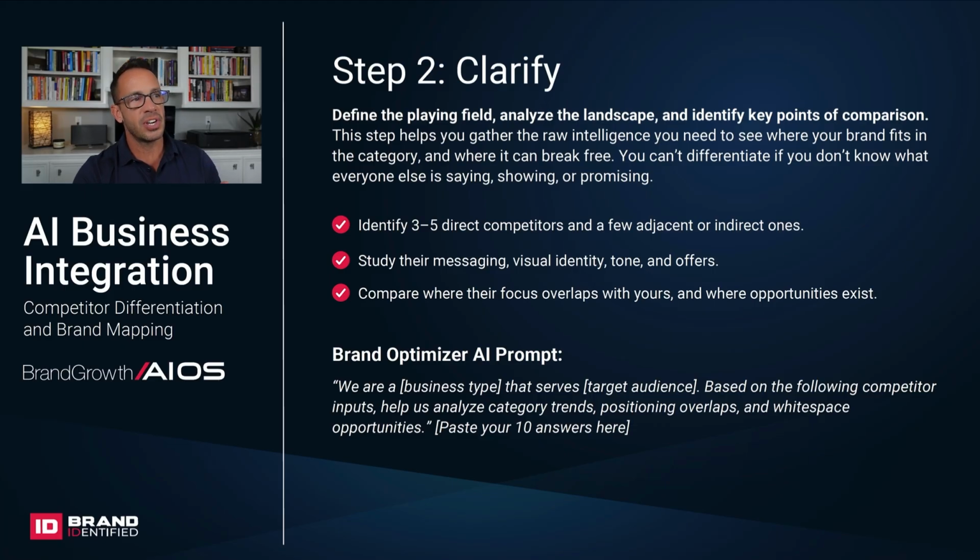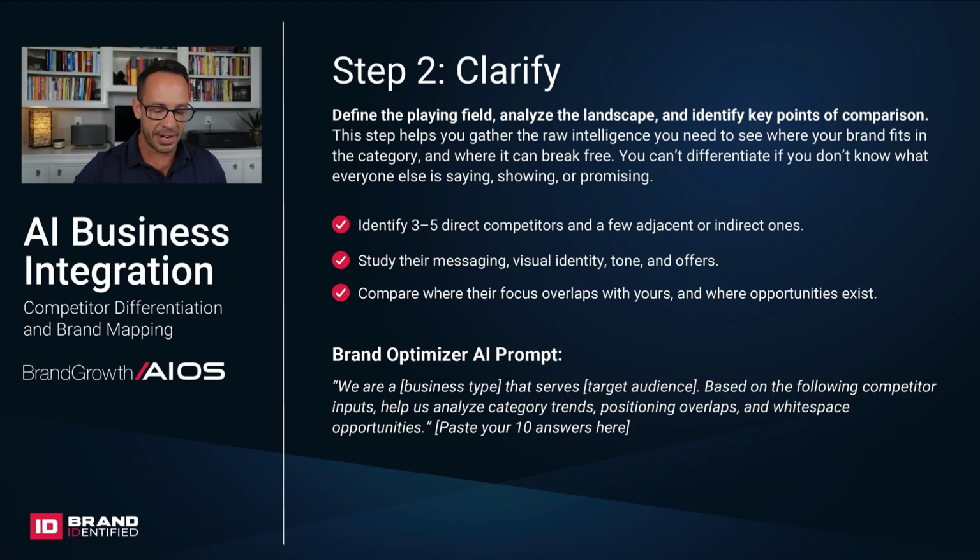Now, with each of these steps, and throughout this entire framework, I've provided you with some BrandOptimizer.AI prompts. The first one here is: we are a, and put your business type in there, that serves your target audience. Based on the following competitor inputs, help us analyze category trends, positioning overlaps, and white space opportunities. And then you'll paste in those 10 questions and your answers to those questions.